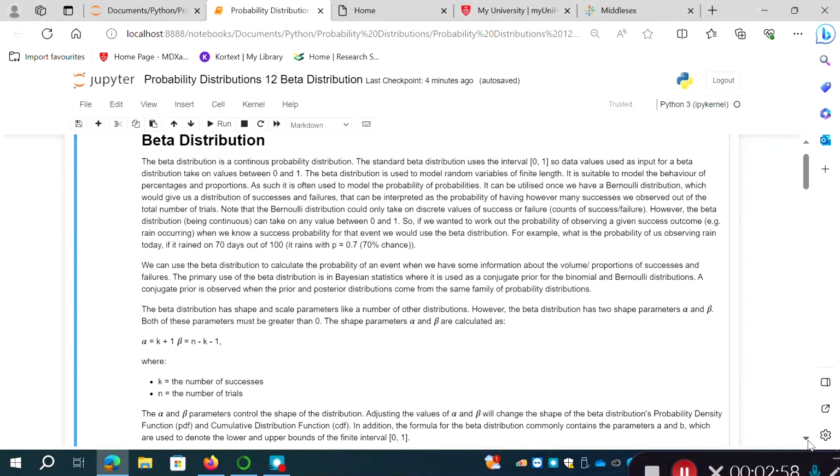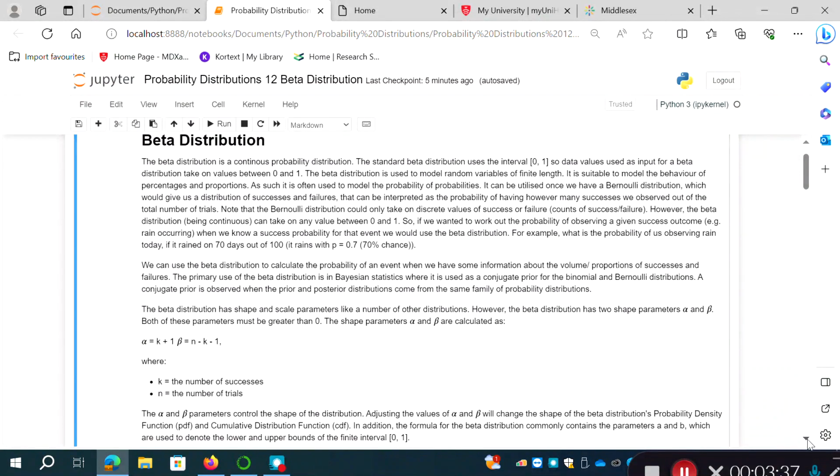Okay, so the beta distribution has certain parameters. It has a shape and a scale parameter like a number of other distributions. However, the beta has two shape parameters, alpha and beta, is what they usually refer to as. And both of these parameters have to be greater than 0. The shape parameters alpha and beta are calculated as alpha is usually k plus 1 and beta is usually equal to n minus k minus 1, where k is the number of successes from our trials and n is the total number of trials.